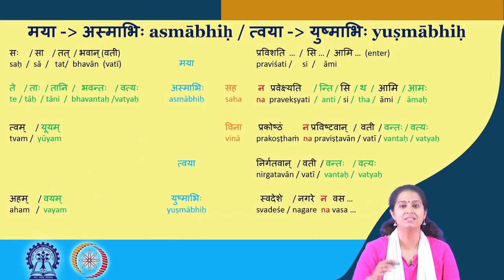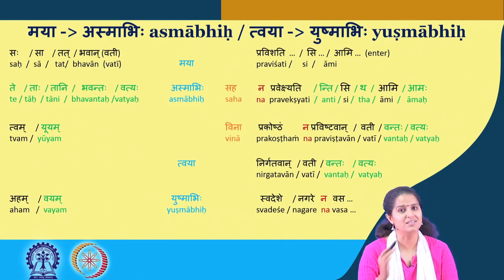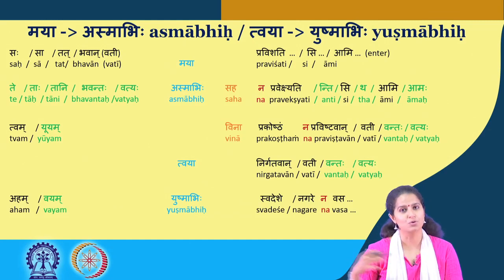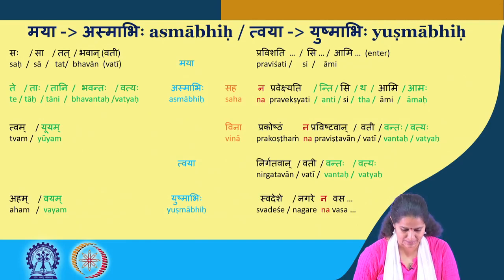So in the first case, when we use na, the meaning is I will not enter with you. So the saha means with you, and I will not enter. The negation is on the na, on the verb. But in the second case, using vina, we say I will enter without you. So the negation is with the relationship with the person you are doing the action with. So this is interesting here.